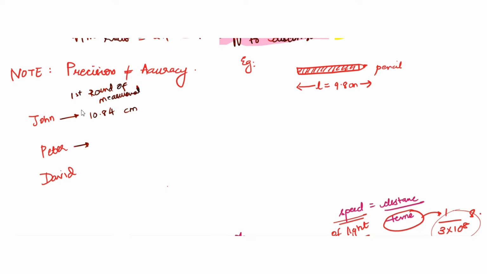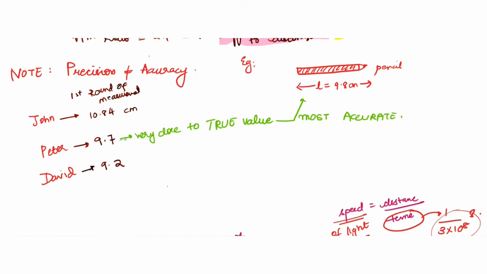Now compare this with the actual value. Whose measurement do you think is most accurate? Yes, it is Peter, because 9.7 against 9.8 is just a 0.1 difference. So it is very close to the true value. So Peter is the one who is most accurate.